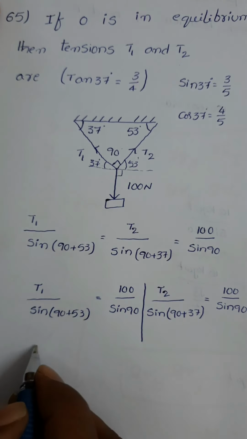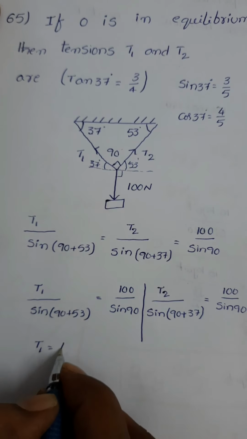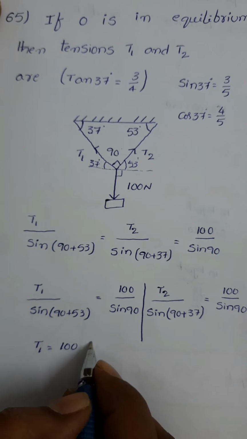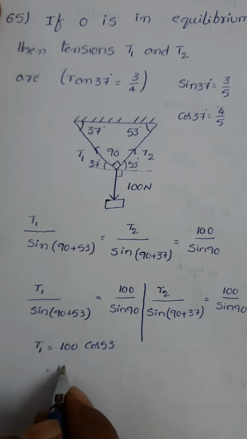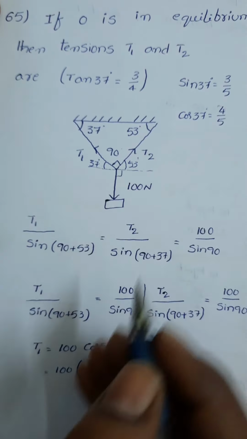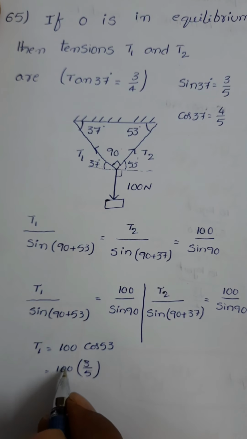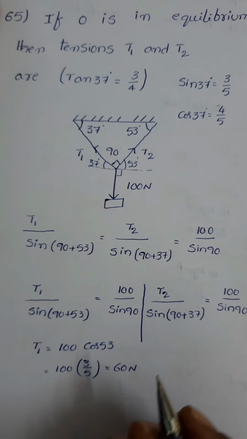From this we can write sine 90 degrees is equal to 1. So T1 is equal to 100 into sine of 90 plus theta, which is equal to cos theta. So it becomes cos 53. Cos 53 degrees value: cos 37 degrees value is 4 by 5, so cos 53 degrees value is 3 by 5. So 5 20s are 100. So that is equal to 60 Newton is the answer.